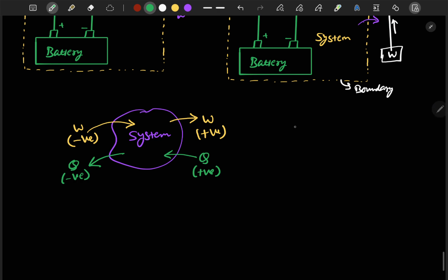And the simple and important thing, what are the units? The SI unit of work or heat, whichever you want, is the joule. It is also written as Newton meter. Generally work can be represented in terms of Newton meter or joule, and heat is generally represented in terms of joule only.